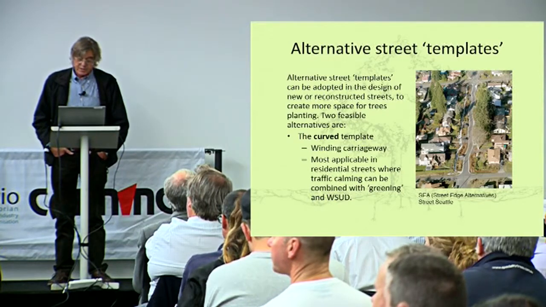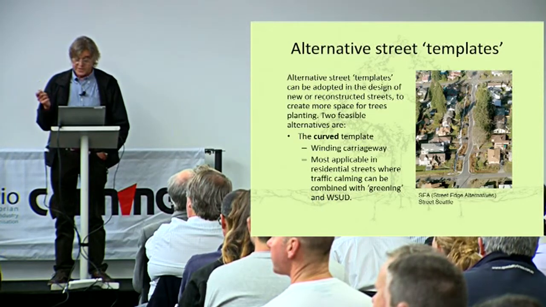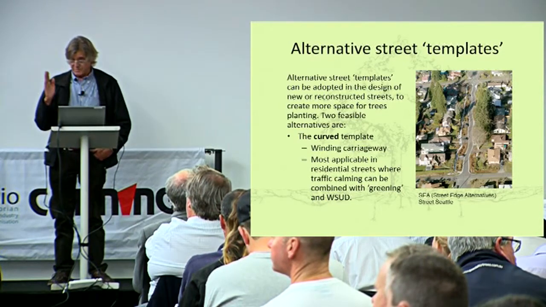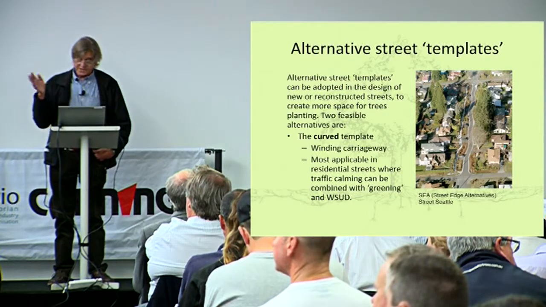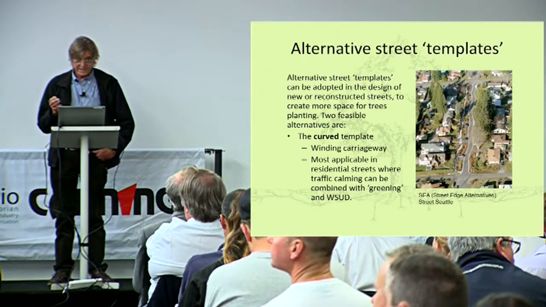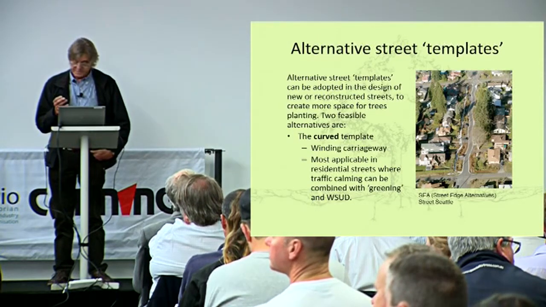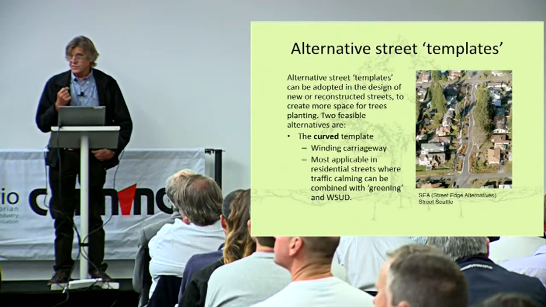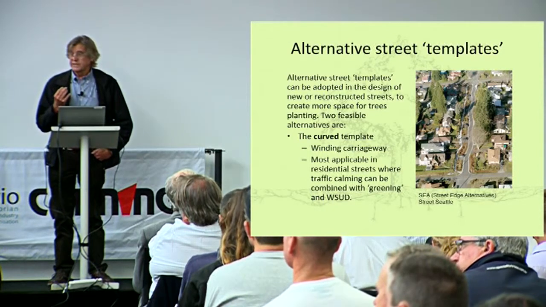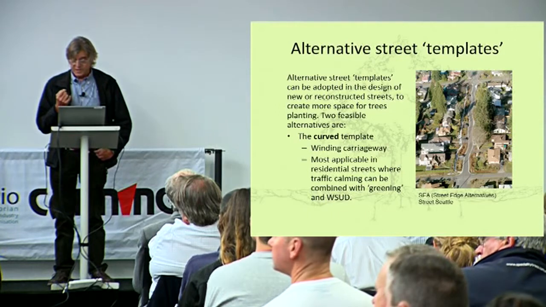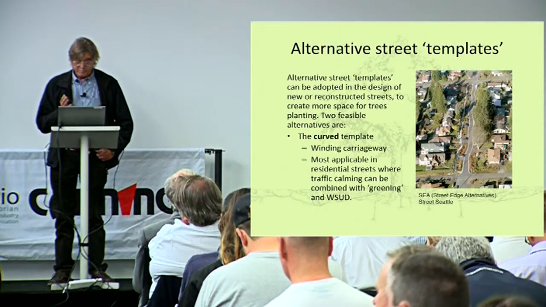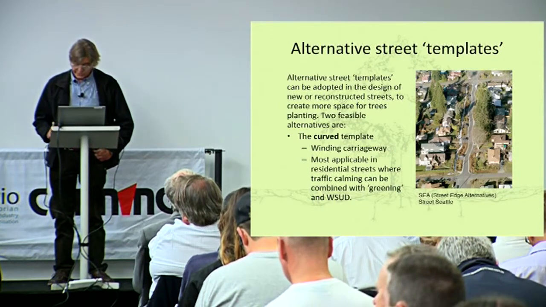Alternative street templates, which I've called it, which is really alternative designs to streets. You don't have to have the traditional street down the centre of the road reserve with footpaths on either side. In theory, you can introduce curved roadways that give more space to plant large trees, and can also be integrated with water sensitive urban design practices. So that's one from Seattle, where they've reconfigured streets mainly to provide stormwater management. Obviously that applies mainly to residential areas rather than formal streets.